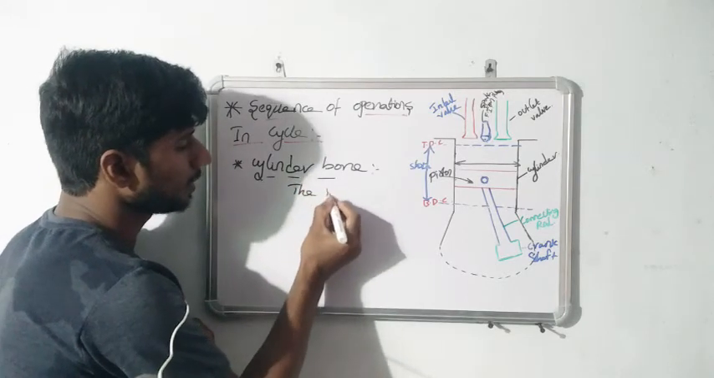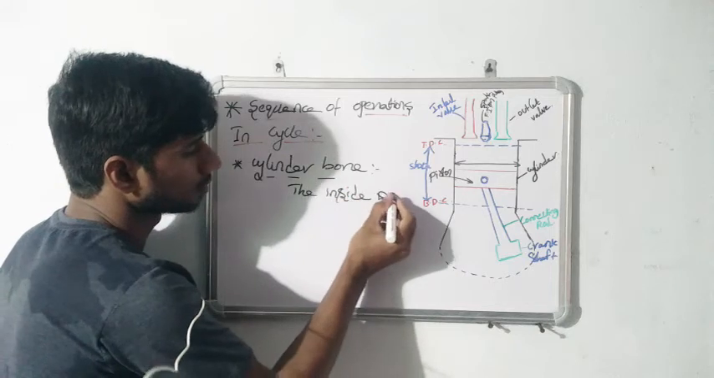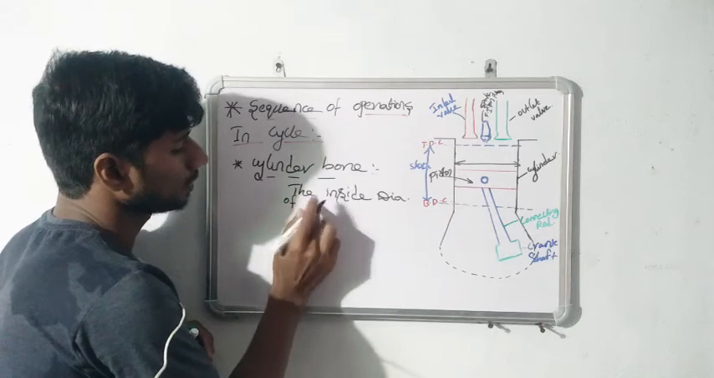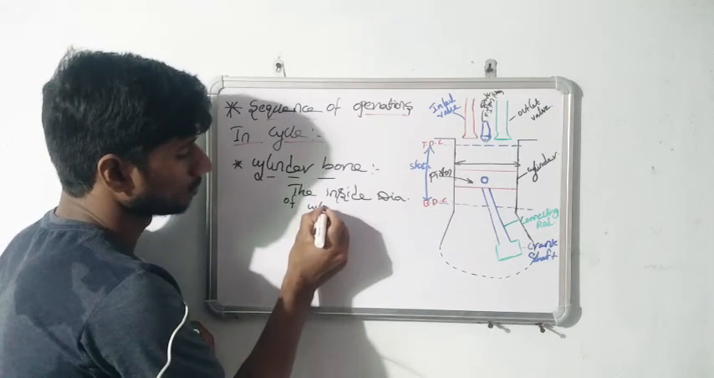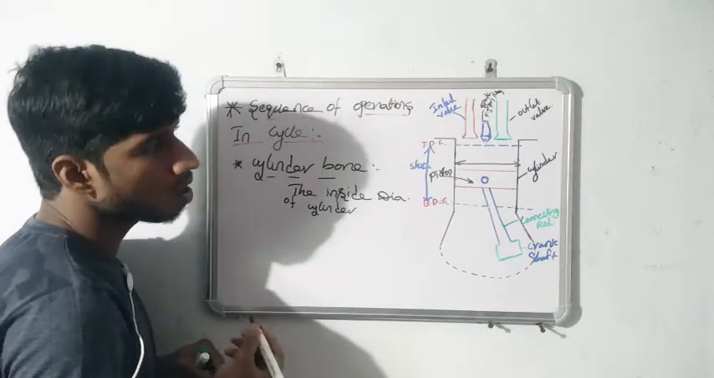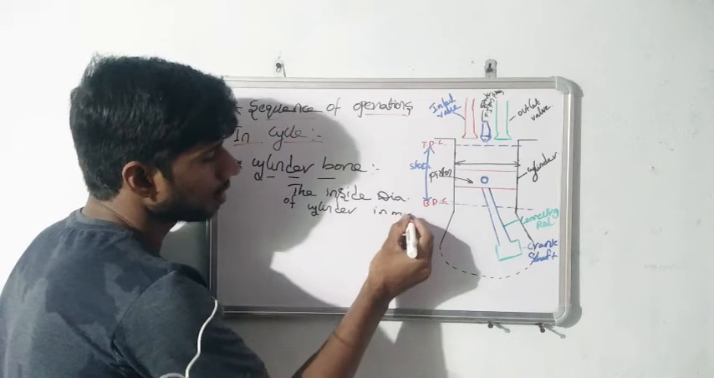The inside diameter of the cylinder is called cylinder bore or bore. It is measured in mm.